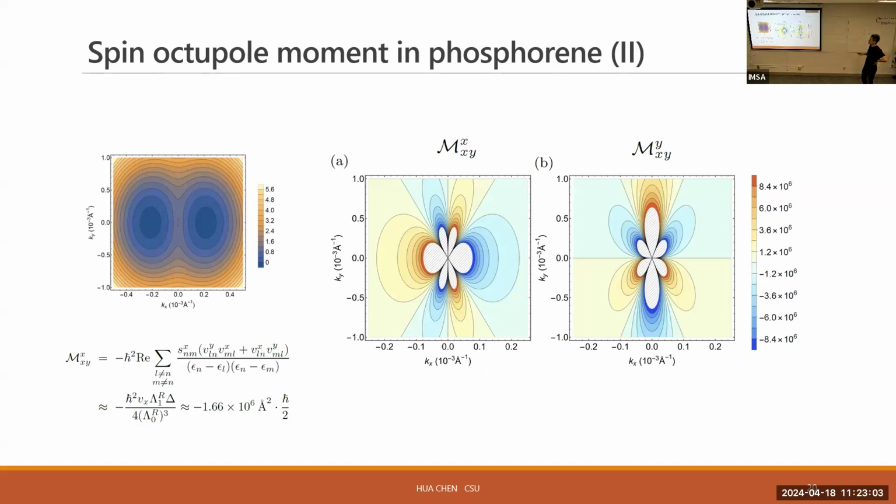These are the two components that we're interested in. They have off-diagonal spatial components, and the spin components, which are the superscripts, can be along x or y. Because these quantities depend on the difference of the energies between different bands at the same k, they will be very large when the two bands are nearly degenerate. So that's why near the center they are too large to be plotted in this graph.